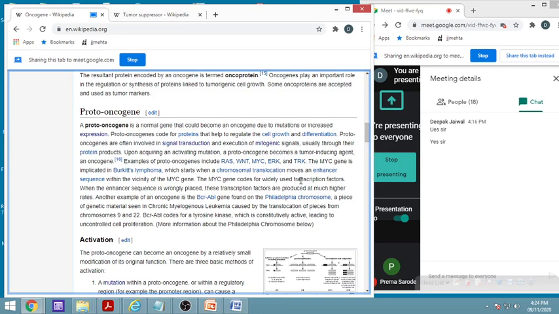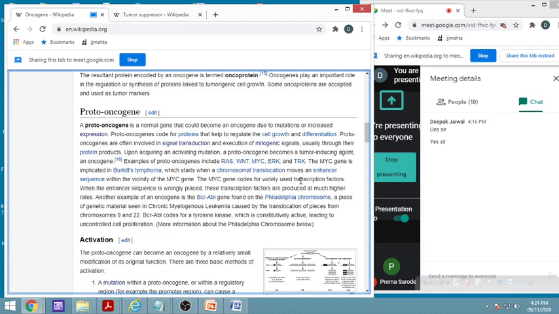They are often involved in signal transduction and execution of mitogenic signals. You have seen these mitogenic signals, or MAPKs, mitogen activated protein kinases, and because of these MAPK signals, activated protein kinases cause activation of these proteins. These protein products can become tumor inducing agents and it becomes an oncogene. Examples of proto-oncogenes are known as RAS, WNT, MYC, ERK and TRK. These are various genes which are there.